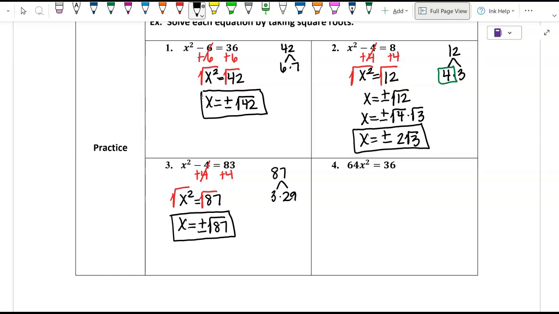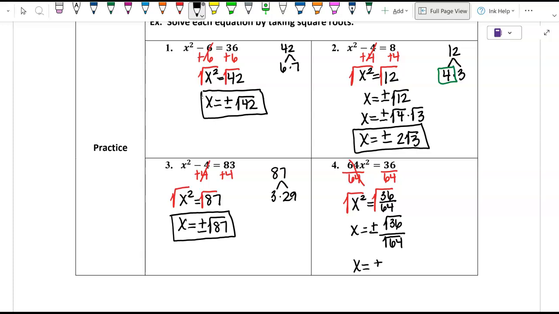Number 4, 64x squared equals 36. I need to divide both sides by 64. So I have x squared equals 36 divided by 64. Take the square root of both sides. So x equals, when you take the square root of a fraction, you take the square root of the numerator and the denominator separately. So this is plus or minus the square root of 36 divided by the square root of 64.